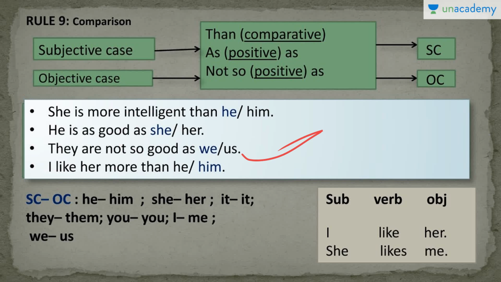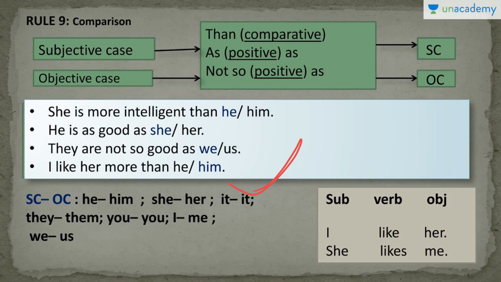Last sentence is I like her more than he or him. Now here you can see that again I have used than for comparison, and before than you can find two pronouns, her and I. Now just think, which one is closer to than? Of course, the other one, her, is closer to than, and this is objective case. Therefore, after than also, I will choose an objective case. Okay, so between he and him, which is the objective case? Of course, him is the objective case. So here the correct sentence would be I like her more than him.